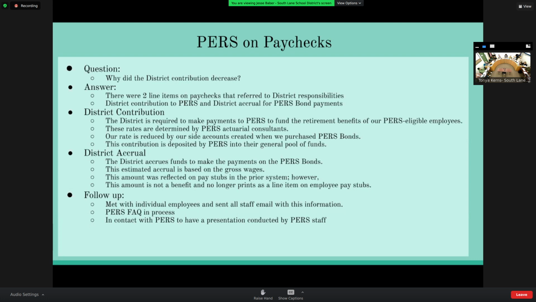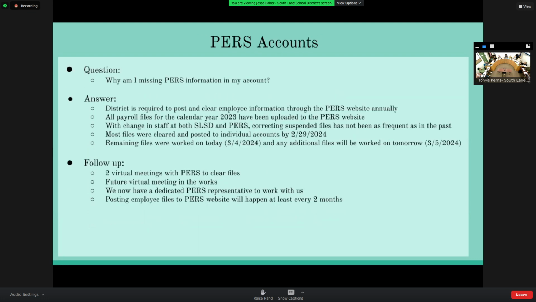Yeah. And the other question around PERS was their PERS accounts. They had several questions about why they're missing PERS information. One thing that's not on here is PERS does account for things on a calendar basis and not on a school year basis. So sometimes people are looking at their gross pay that they're contracted for during the school year, and that's not what they see in PERS. And that's because PERS is a calendar year.